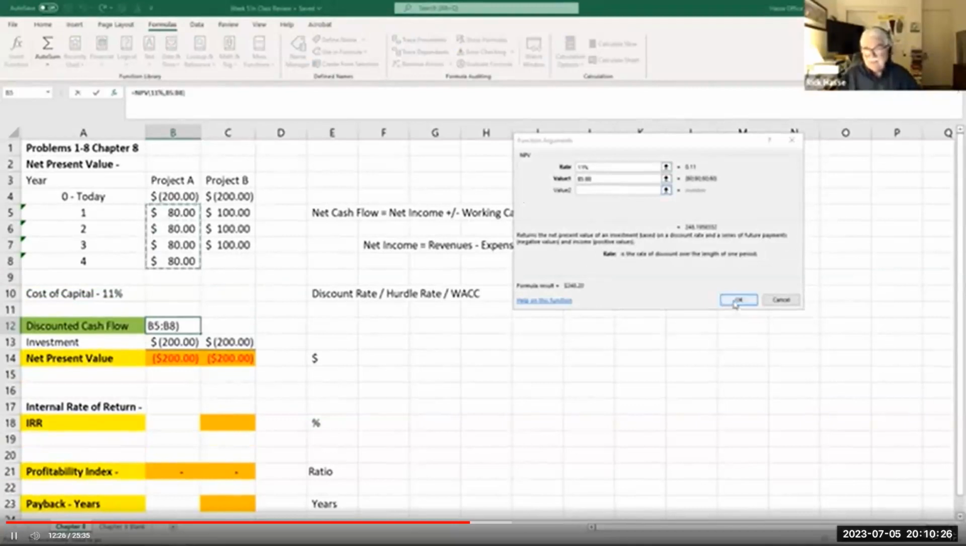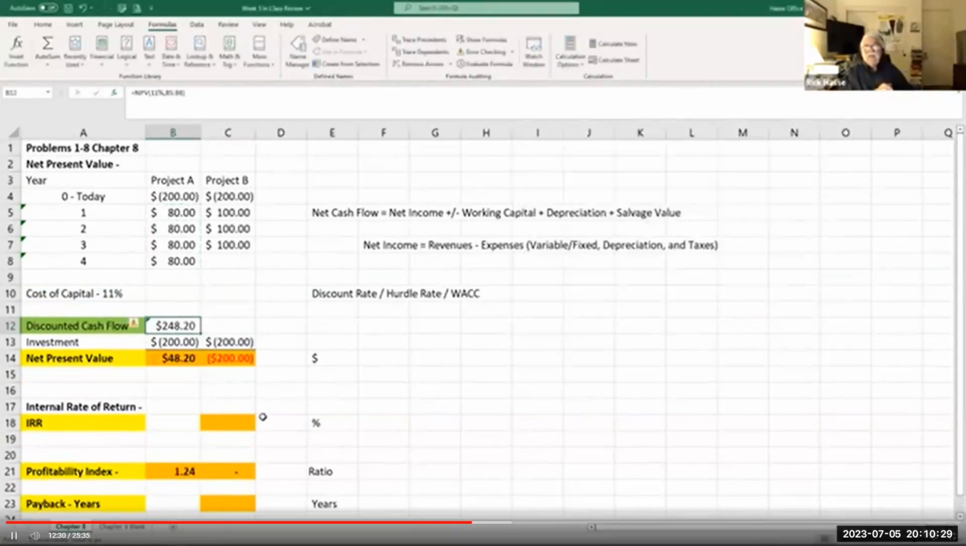And then if I hit OK, it tells me that that $320 in today's dollars at 11% is $248.20. So I'm making an investment of $200 today, generating future cash profits or inflows of $320. That $320 discounted at our cost of money is $248.20. Taking away the investment, the net present value amount is $48.20. We're generating a net return present value of positive $48.20.